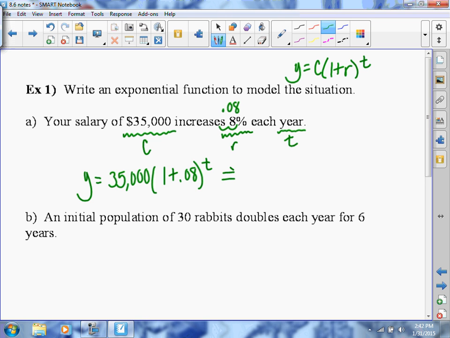But we can simplify this just a little bit more. We can add the 1 and the 0.08. So it'll look a little nicer if we write 35,000 times 1.08 to the t. That would be our function for this situation.